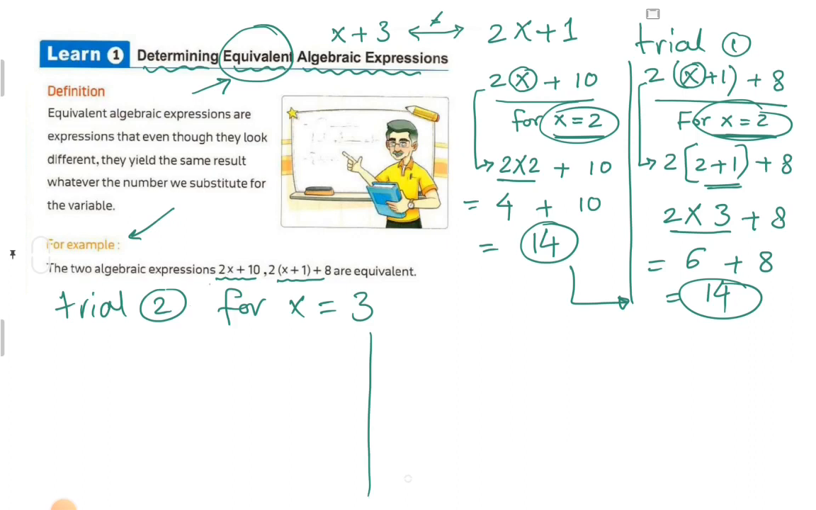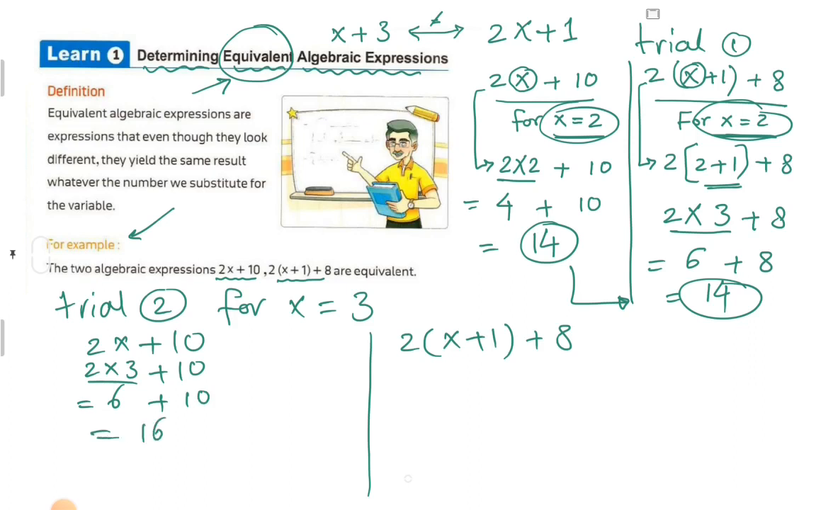Now, the first one and the second one. The first one, 2x plus 10. The second one, 2 by x plus 1 plus 8. Okay? Here we substitute x by 3. Okay? 2x, that's mean 2 by x. X equal 3 plus 10. Start with multiply, plus 10 equal 16.